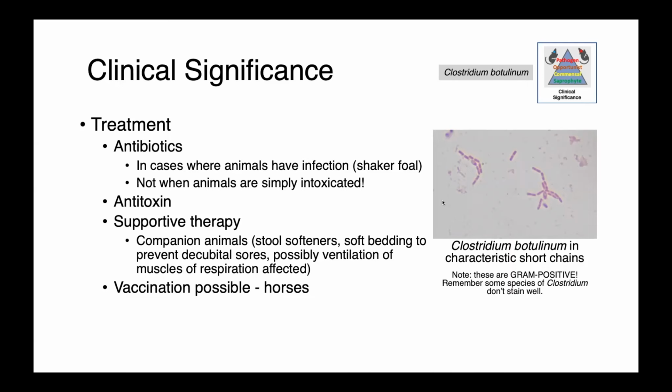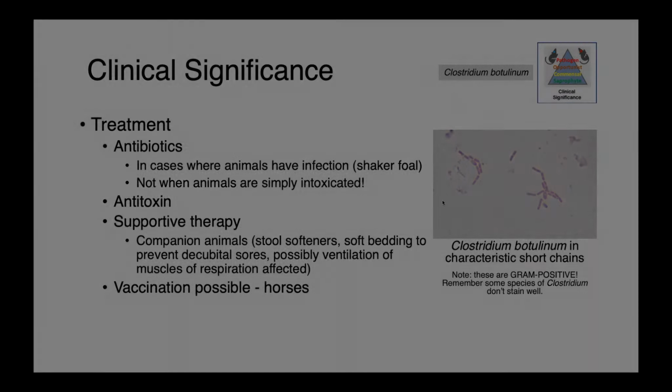In the case of companion animals, things like stool softeners and soft bedding to prevent decubital sores or bed ulcers. Remember, these animals have flaccid paralysis, so they can't move around. And in severely affected animals, mechanical ventilation may also be required. And you'll find Clostridium botulinum toxoid included in multivalent Clostridium vaccines.